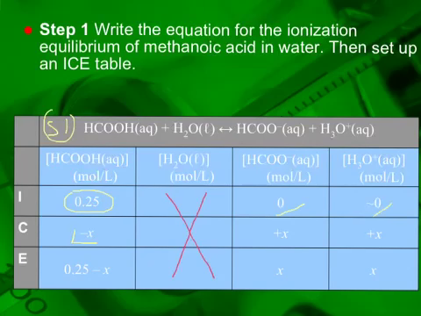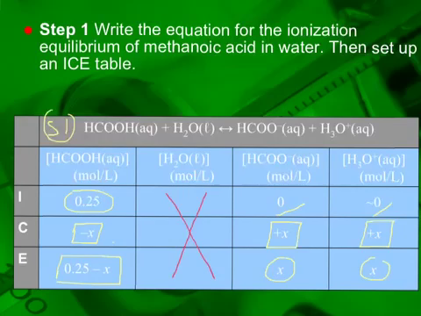Some amount, let's call it X, of methanoic acid will ionize, so the change for methanoic acid is negative X. If the change for methanoic acid is negative X, then the change for methanoate, the conjugate base, will be positive X. Similarly, hydronium will increase by X. Lastly, we can use algebra to determine our equilibrium concentration for methanoic acid to be 0.25 plus negative X, or just minus X. And the equilibrium concentration of methanoate is just X, and same for hydronium.